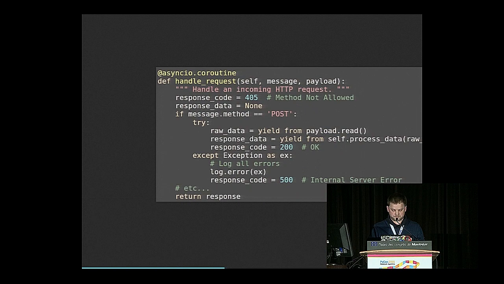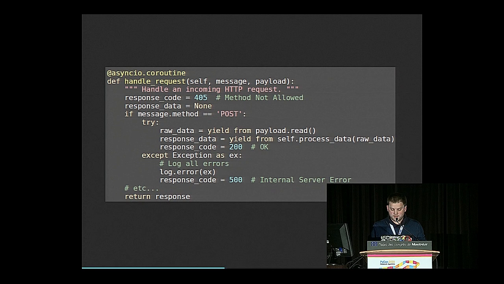So here you have some example code from my DHT project. This is a decorated coroutine method that handles an incoming HTTP request. Upstream, something is yielding from this coroutine in order to do something with the response that's returned at the end. This block of code will pause in two places by yielding from the coroutine created by the payload.read call, a method that reads the raw data posted as part of the request. In other words, it's reading data from the network. And that's the first line of the try block there.